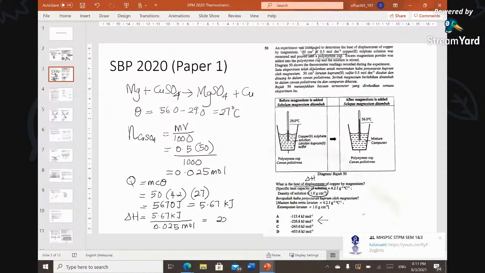When you calculate this, you will get 226.8 kilojoule per mole. For heat of displacement, it will release energy, and it's supposed to be a negative value. So this is the amount of heat calculated, and the heat is actually released. So your answer is bold. Then moving on to the next question.